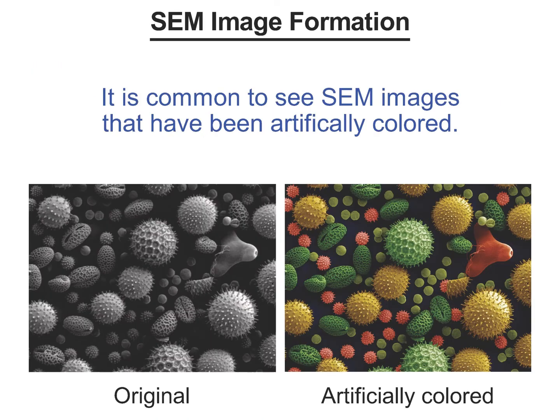You will, however, commonly see scanning electron microscope images that are in color, like these pollen grains shown in the photo on the right. All color SEM images have been artificially colored. The actual original photo is shown on the left.